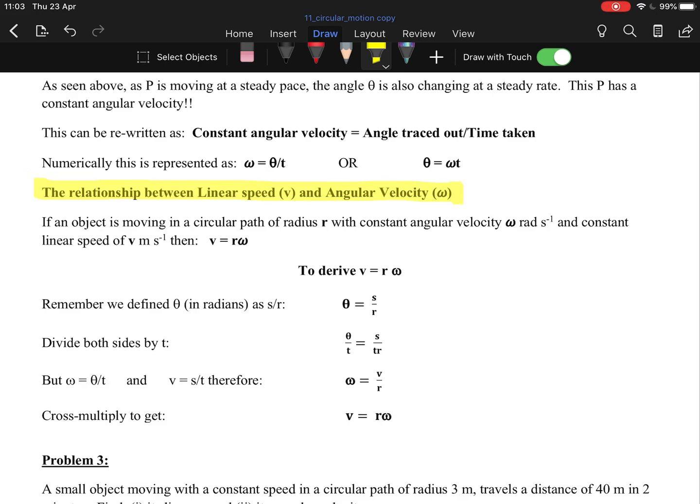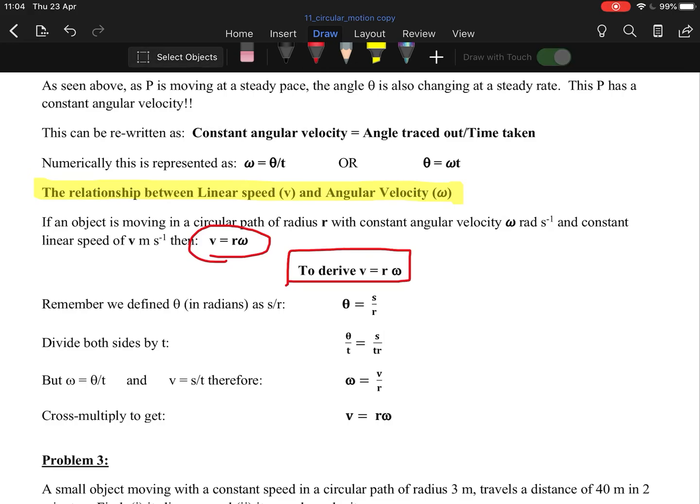You'll be asked, what is the relationship between linear speed and angular velocity? Or show the relationship between linear speed and angular velocity, or prove that there is a relationship. There's any variation of this, okay? So what do they mean by that? Well, simply, if an object is moving in a circular path of radius r with a constant angular velocity, omega radians per second, then the constant linear speed should be v equal to r times omega. So basically it's a derivation. Derive this.